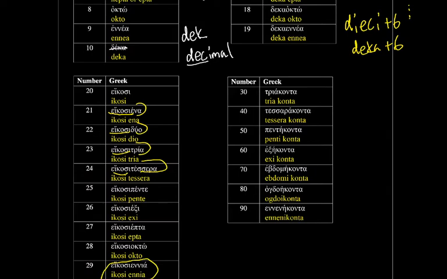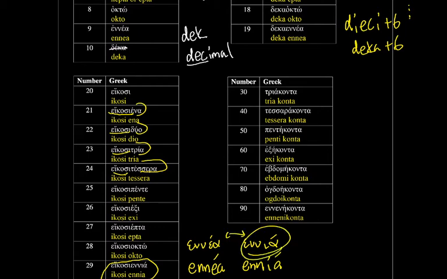And the one that is a little bit different is here: ikosi enia. So you might have noticed before we had enea for 9, but now we have enia. So sometimes things get a little bit different, but essentially, they're still similar to each other. So here it becomes enia, and it happens for the other 9s also. If you need to review that section again, just rewind it real quick.